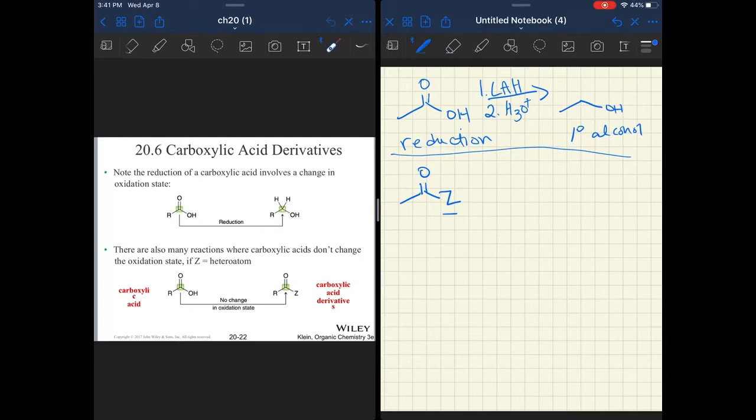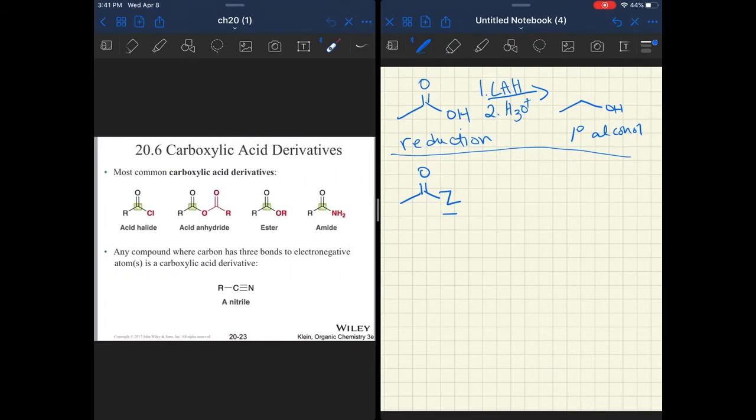So Z can be a halogen, it can be an O carbonyl, it can be an OR or an NH2, right? The acid halides, the anhydrides, esters, and amides are all carboxylic acid derivatives. While the nitrile looks a little bit different, it's still a carbon with 3 bonds to a more electronegative element, just like all of these. And it tends to have some similarities in how it reacts.